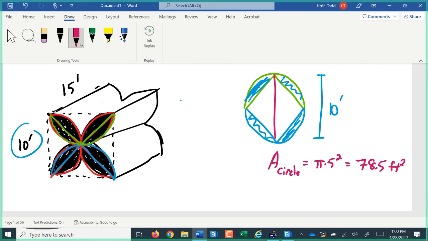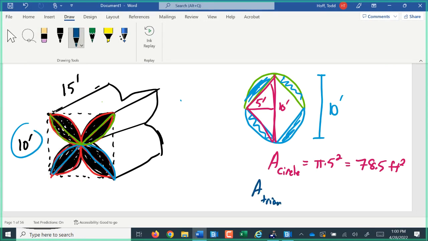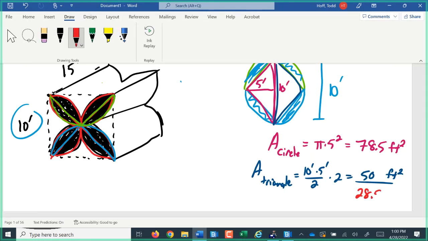This square in here, I'm going to split up as two triangles. This is 10 feet, this is 5 feet, right? That triangle is 10 feet by 5 feet, of course divided by 2, then times 2 because there's two of them. There's one over here that matches it, right? That's 50 square feet. If I subtract that, I have 28.5 square feet. That's the area of this part out here.